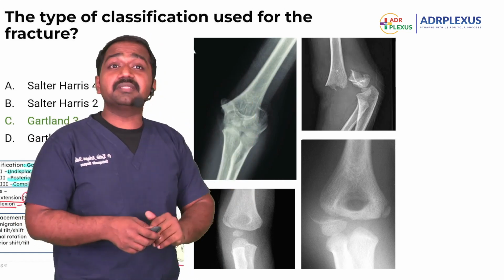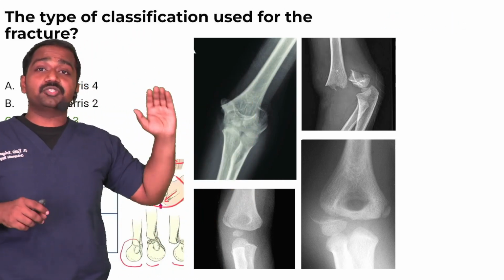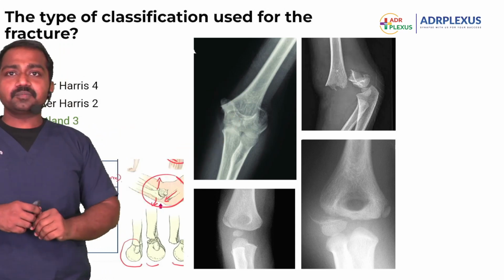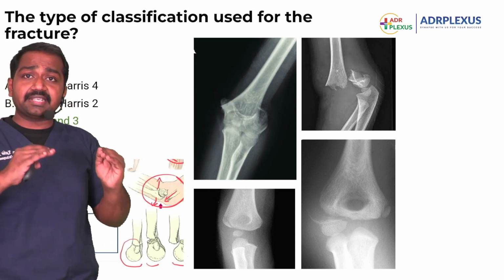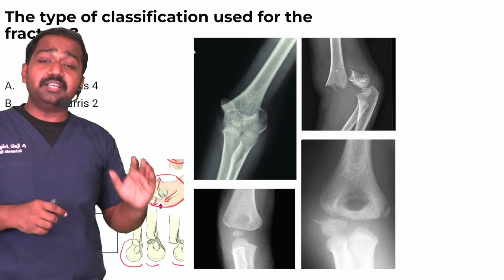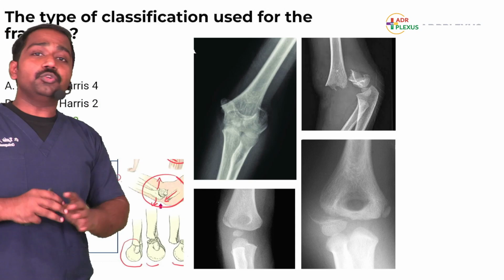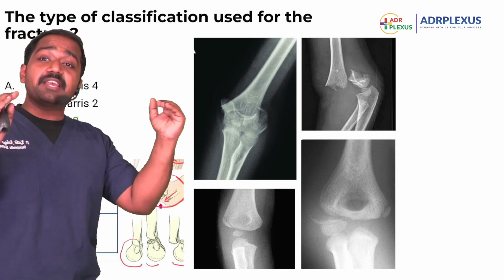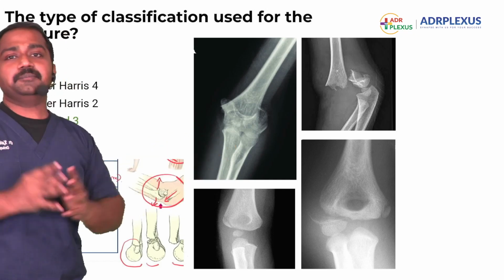Some people were telling me, sir, it was not a lateral picture at all, it was just an AP picture. See, if the AP picture looks like that, which means two condyles are intact and the fracture is just above the condyle, then again it is Gartland. From the AP, you cannot say whether it is Gartland 3 or 4. In that case, it is safer to answer Gartland 3.